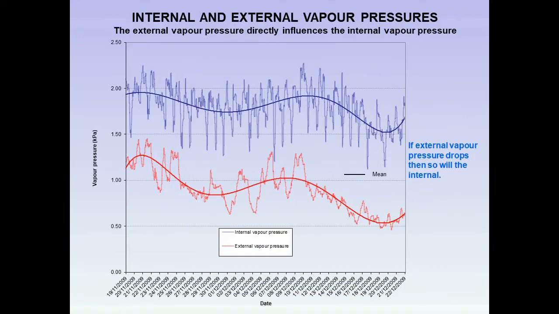We also note that the internal vapour pressures are very dependent or related to the external vapour pressures. The external vapour pressure is a major driving force. Thus, if the external vapour pressure goes up, then so will the internal vapour pressure. Conversely, if the external vapour pressure goes down, so will the internal vapour. That will drop as well.